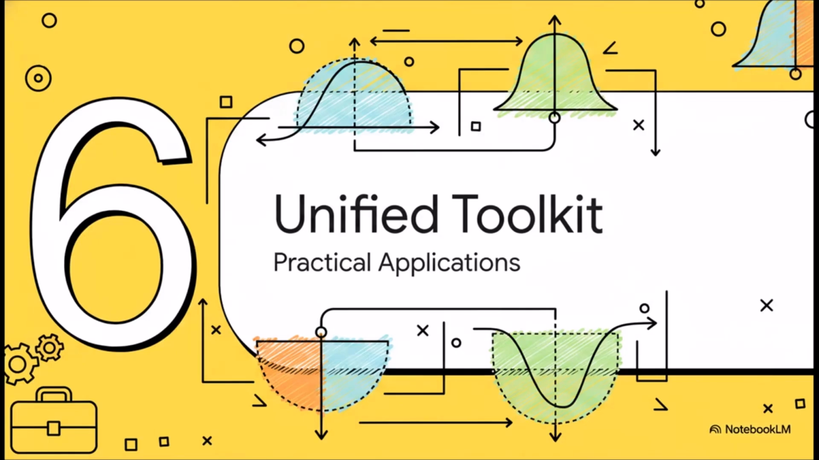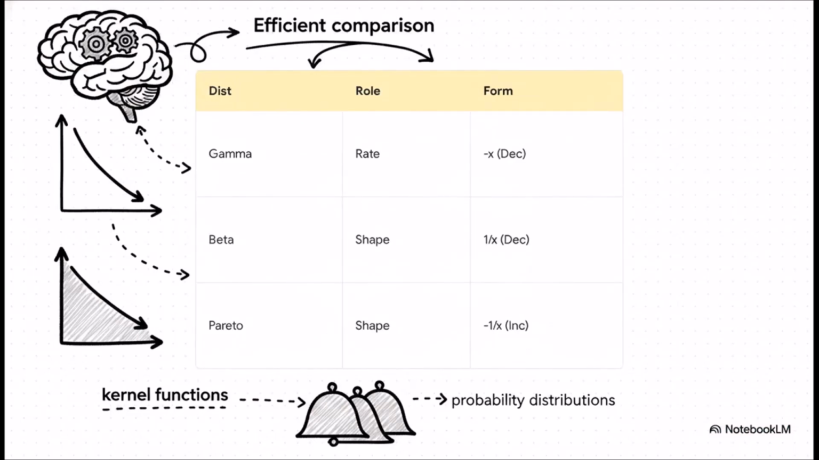Finally, Section 6, the Unified Distribution Toolkit. Let's bring all this abstract algebra back down to earth for a second and look at Derbazi's catalog of continuous distributions. For the gamma distribution in its rate parameter, the kernel form is simply -x, which is naturally decreasing. The beta distribution's first shape parameter gives a decreasing kernel form of 1/x, and the Pareto distribution gives an increasing kernel form of -1/x. You no longer have to guess or do the calculus from scratch every single time. The core geometry of these classical distributions has been distilled right down to these simple kernel forms.